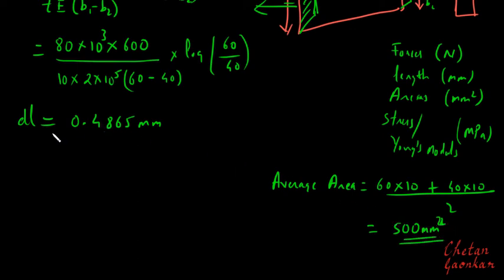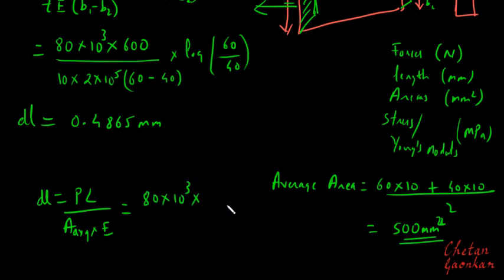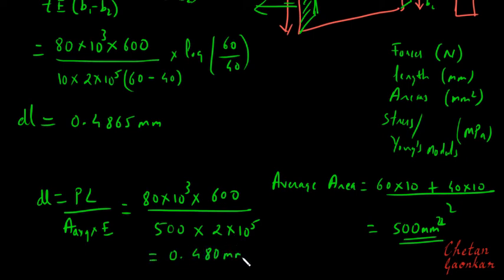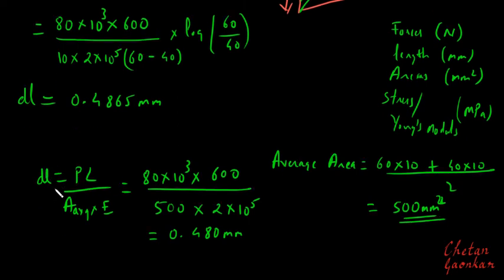So with this, if I calculate the deformation with this average area, I can put our usual expression, that is PL divided by average area multiplied by E. In place of P I have 80 kilonewton, multiplied by length 600 mm, divided by average area 500 mm square multiplied by E, which is the same, 2 multiplied by 10 to the power 5. This will come to around 0.480 mm. So this deformation we get from average area, and this is our actual deformation.